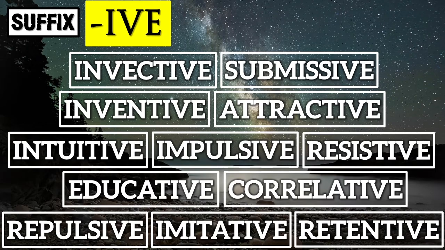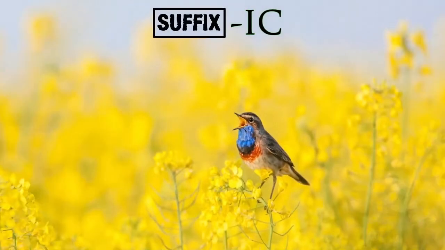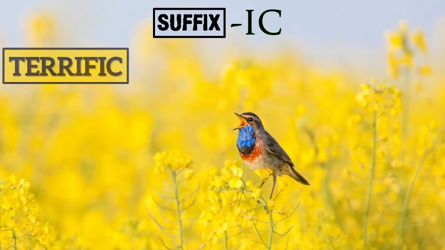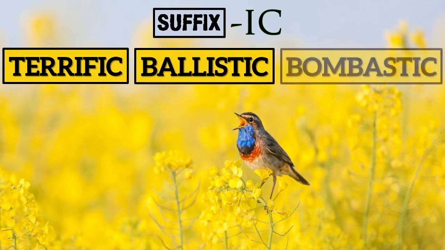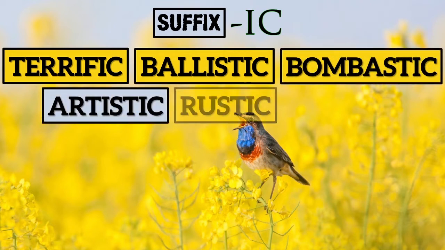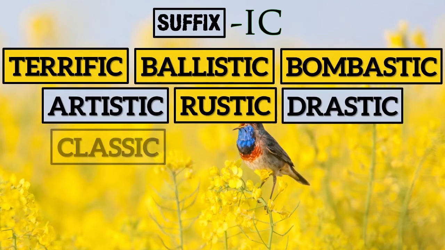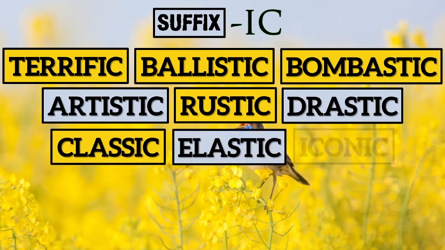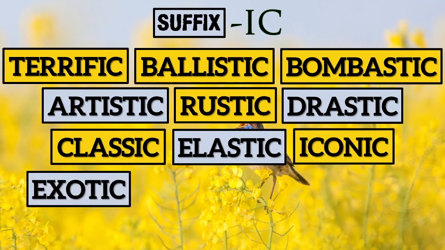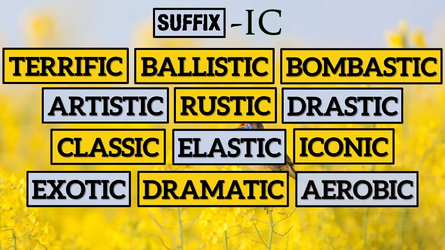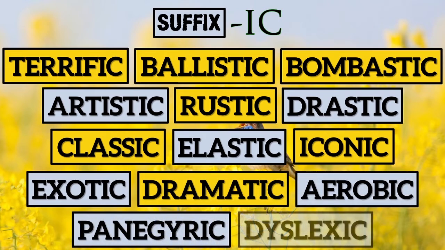Last but not the least, let's look at the suffix -ic. When you see the suffix -ic added to a word, that word is most likely an adjective. Let's go on to see examples. Terrific, ballistic, bombastic, artistic, rustic, drastic, classic, elastic, iconic, exotic, dramatic, aerobic, panegyric, dyslexic, and so on and so forth.